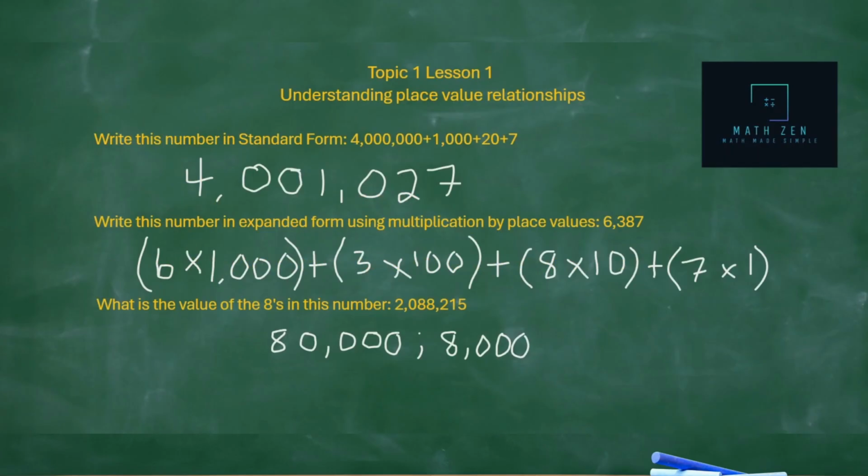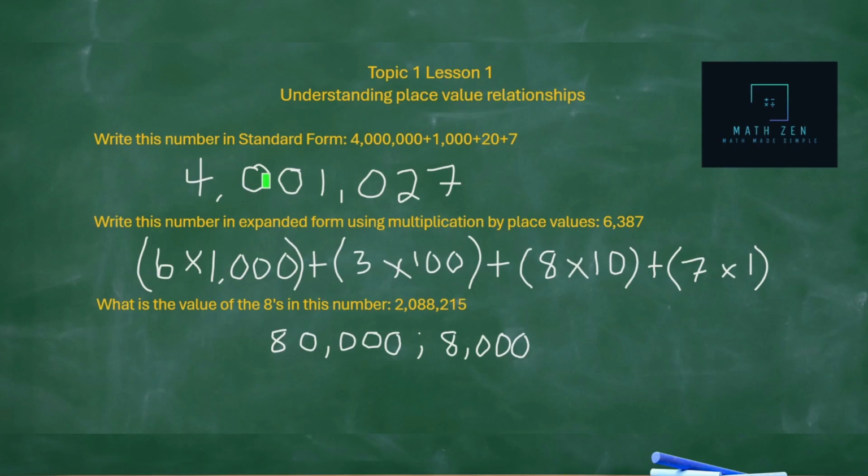All right, on this screen, we are going to cover 3 question types that you might encounter during Topic 1, Lesson 1. The first question reads, write this number in standard form. And we have a 4 million plus a 1,000 plus a 20 plus a 7. So what we do is we take this value, 4 million, and we write the digit in its proper place value. So we have a 4 in the millions place.